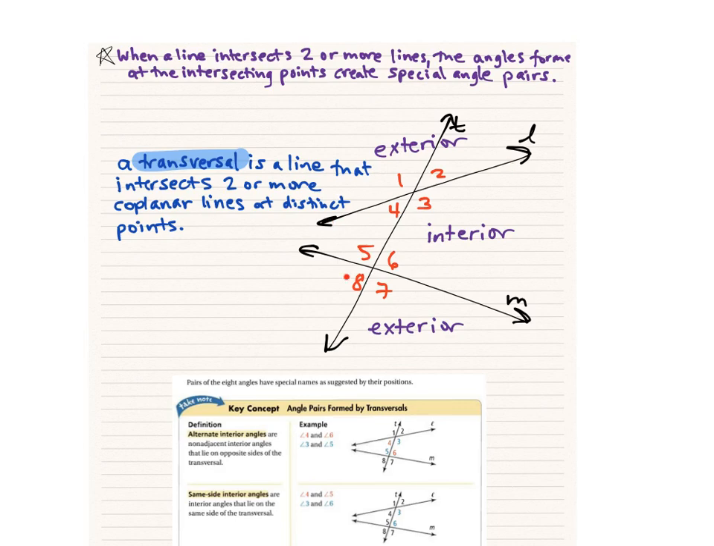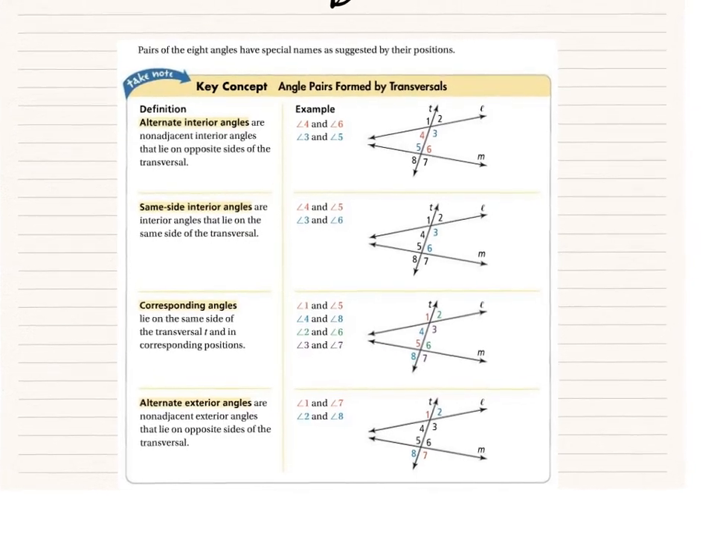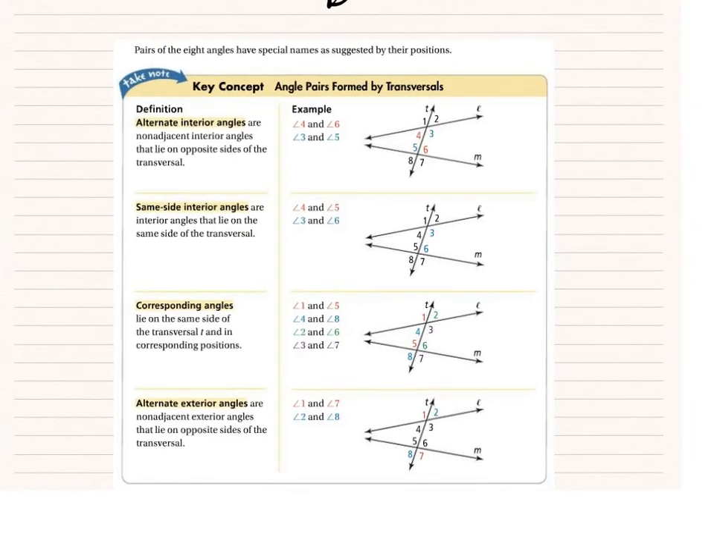So in between these 2 lines that don't intersect, this line intersects twice in this spot. In between them is called the interior, and then outside of them is called the exterior, and that's going to help with the naming of the special pairs. So let's look at this. The first one is defined as alternate interior angles. And so the word interior means those angles are going to be in between the 2 lines that cross through the transversal.